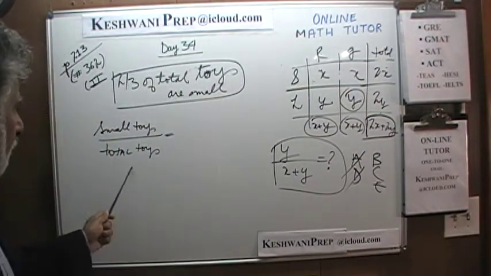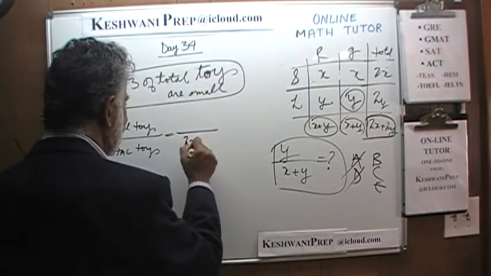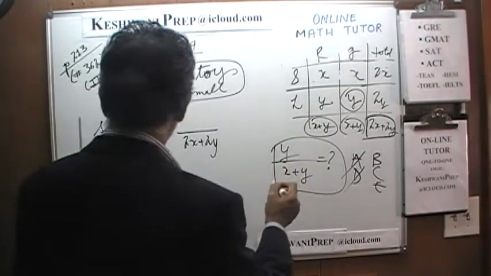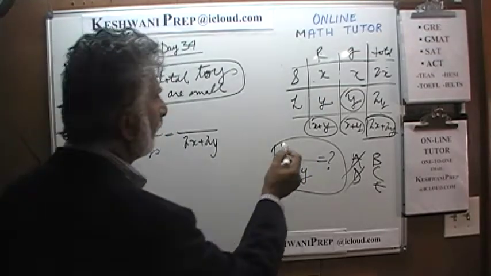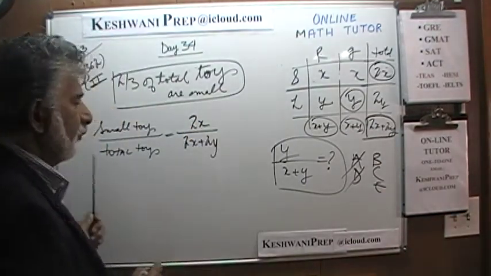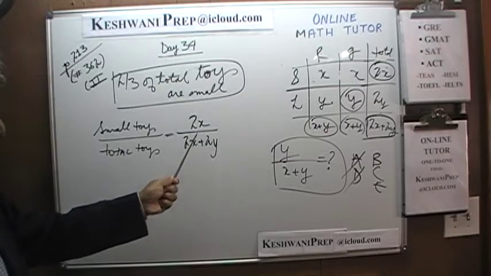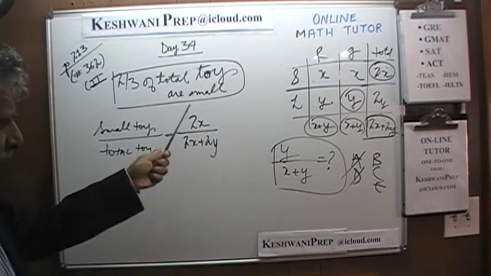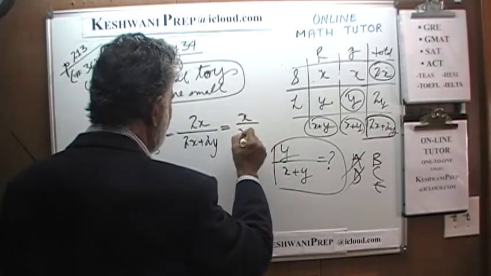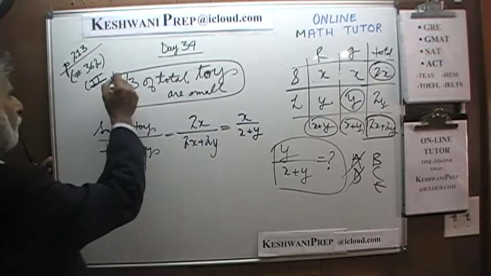Let's see what we can do. Total number of toys are 2x plus 2y, and total small toys are 2x. Before we do anything at all, let's simplify this thing. This is 2 times x, this is 2 times x and 2 times y. Let's divide top and bottom by 2. So this boils down to x over x plus y. Voila.